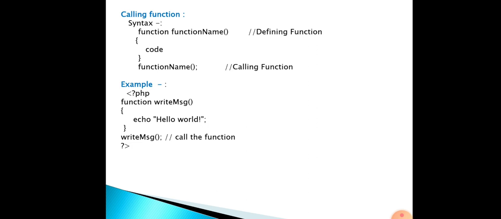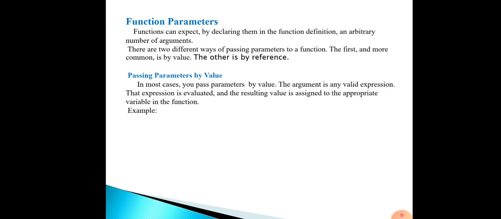Now we see function parameters. Functions can expect, by declaring them in the function definition, an arbitrary number of arguments. Information can be passed to functions through arguments. Inside the brackets, after the function name, you specify one or more parameters. If a function accepts more than one parameter, each parameter has to be separated by a comma. The arguments are evaluated from left to right. PHP supports passing arguments by value, passing by reference, and default argument values. Variable length argument lists are also supported.